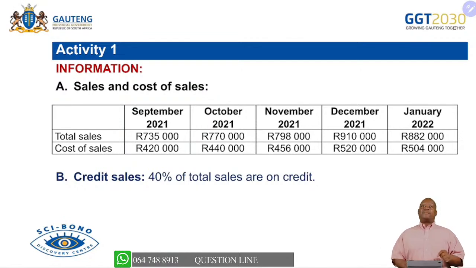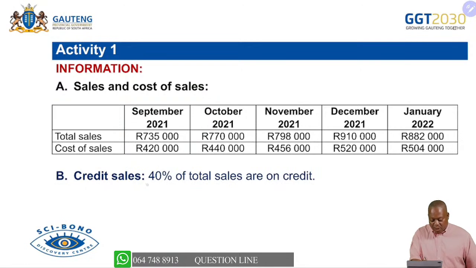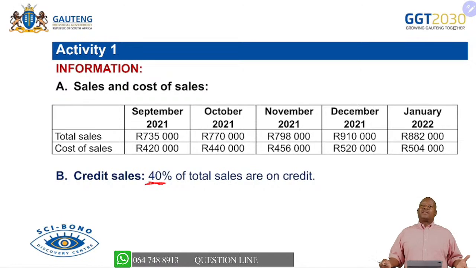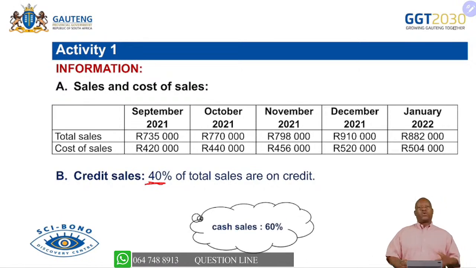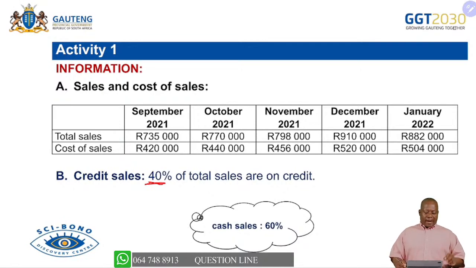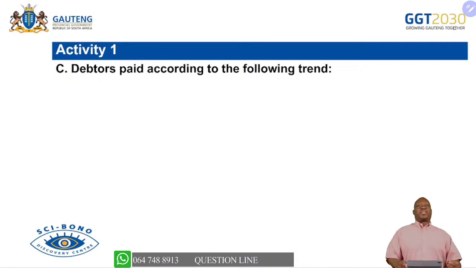But at the same time, though we are interested in credit sales for the debtors' collection schedule, we are also interested in cash sales. So if they are saying credit sales amount to 40%, they're not saying it, but we already know cash sales amount to 60%. Very important. You must be in a position to know that. Now, let's check the additional information given.